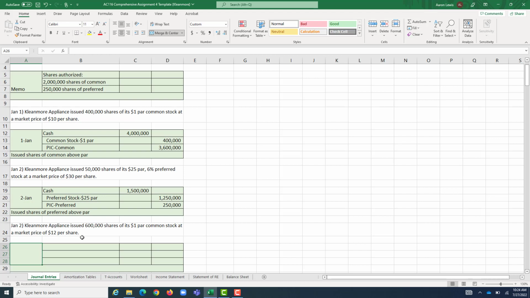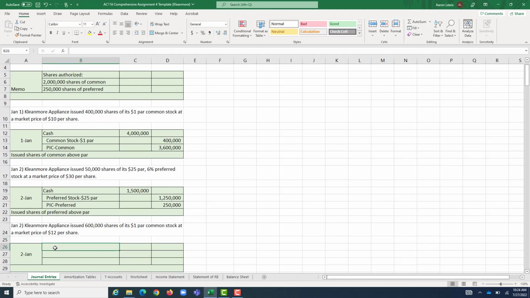What I'm really looking to see is that you understand that the setup of it is always the same. You're always going to have cash coming in, and you're always going to have to account for the amount that's going towards par and the amount that's in excess. But for this entry, because we are issuing more common shares, just like we did in this entry, the accounts and everything are going to be exactly the same.